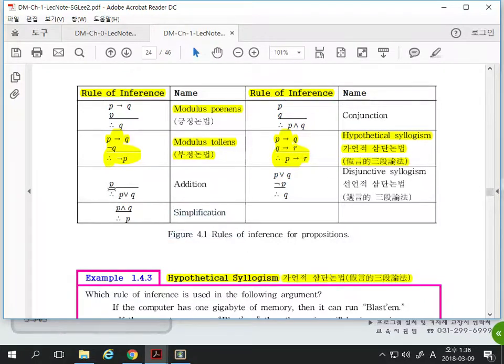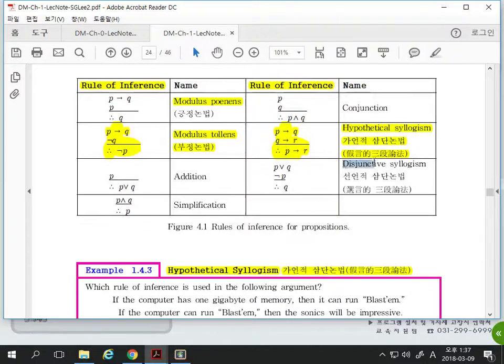So as you see here, if you have the same, you can simplify this. With this we can utilize these different types of rules of inference when we proceed with our argument. And this is called hypothetical syllogism, which is the 3단 논법. P implies Q and Q implies R, then P should imply R. This is called the 3단 논법. In English, hypothetical syllogism.